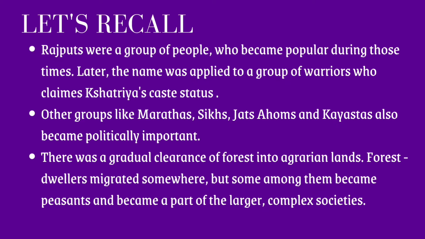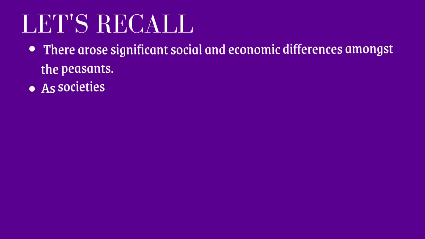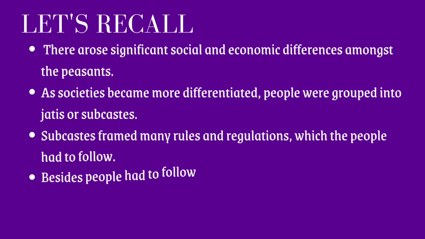There was a gradual clearance of forest into agrarian lands. Forest dwellers migrated elsewhere, but some among them became peasants and became a part of the larger complex societies of those periods. There arose significant social and economic differences among the peasants.